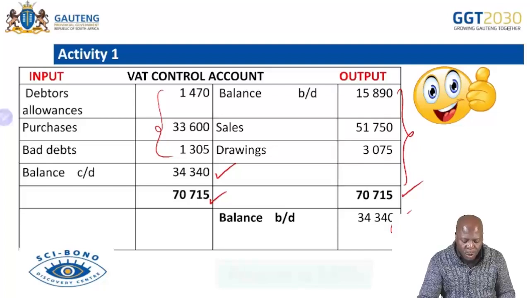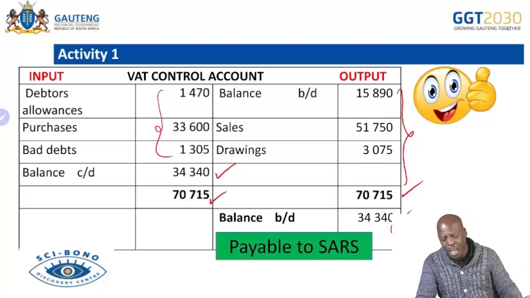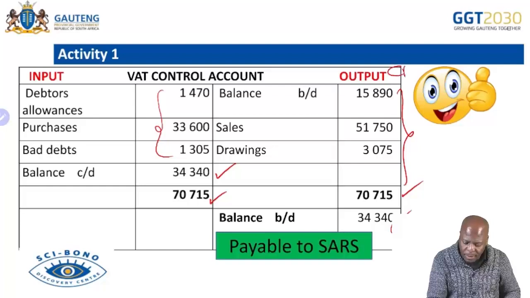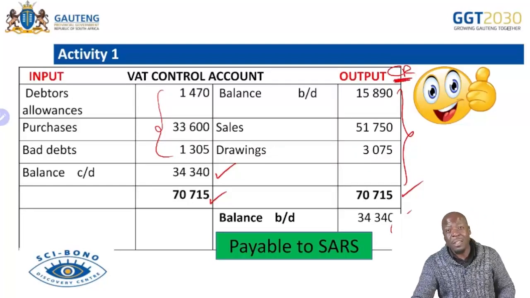Now, I want to talk about whether it is payable or receivable. Once it is on the credit side, it becomes payable to SARS. A credit balance means payable to SARS.